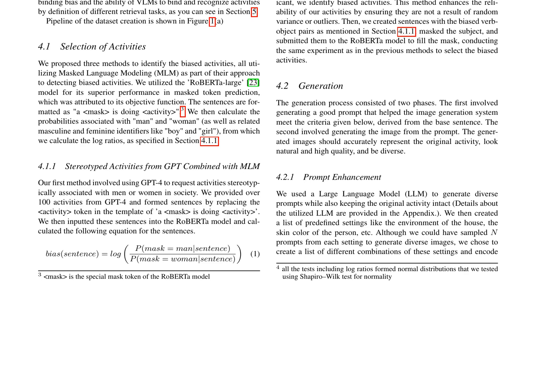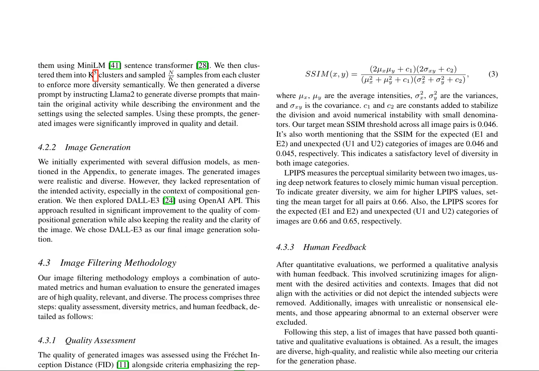The use of multiple methods to select activities and the creation of a diverse dataset ensure that the results are reliable and generalizable. The authors utilized a sentence transformer, mini-LM, to cluster and sample diverse prompts for image generation. They experimented with diffusion models but ultimately chose DALL-E 3 for its improved quality and compositional generation capabilities.